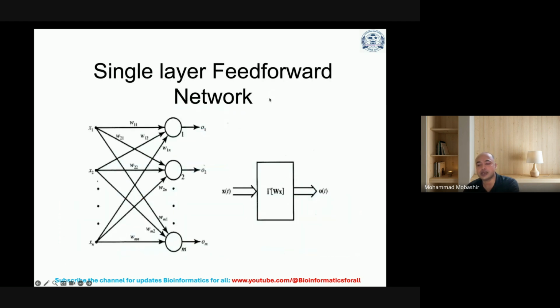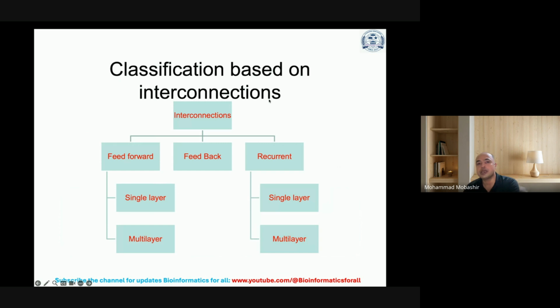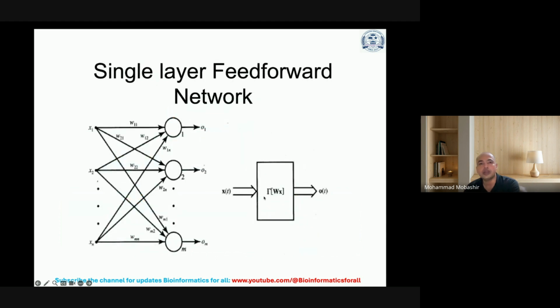Then classifications based on interconnections. First we are going to see the interconnections like feed forward, feedback, recurrent. These things we have discussed earlier also. Single layer, multiple layer. Then in recurrent also, single layer, multi-layer. Now, the single layer feed forward network could look like this one. This is a single layer feed forward network.